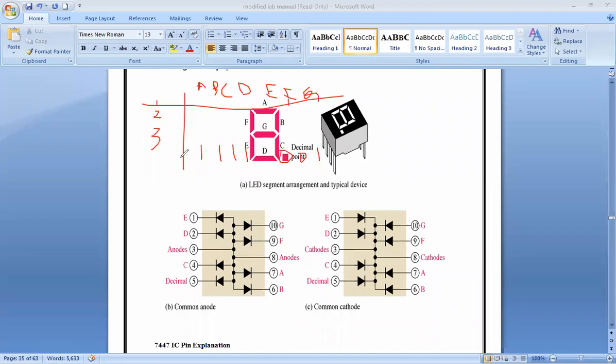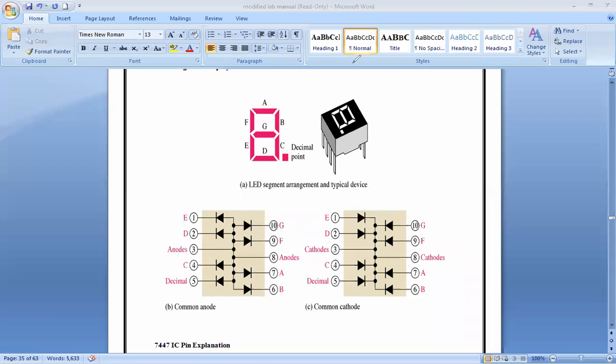How are you telling that 0? It is just like, whichever is glowing, that will be high. So if A is glowing, A will be given 1. If B is glowing, B will be given 1. Understood?